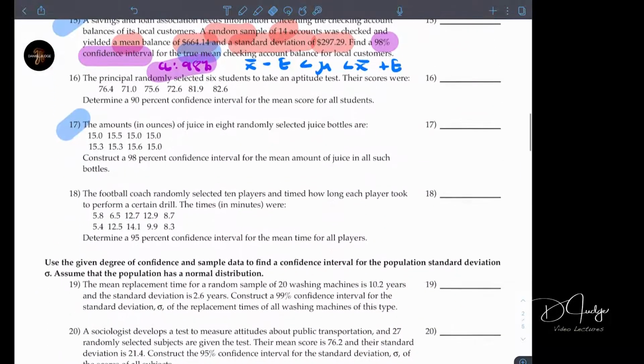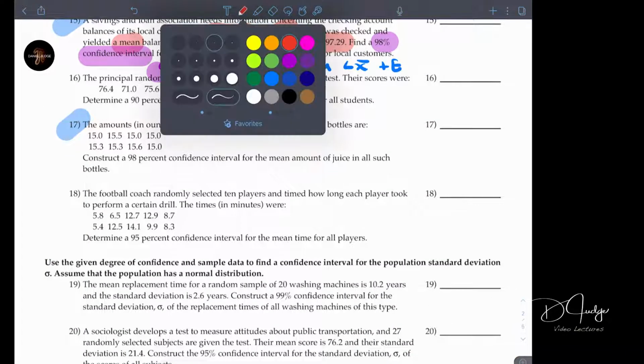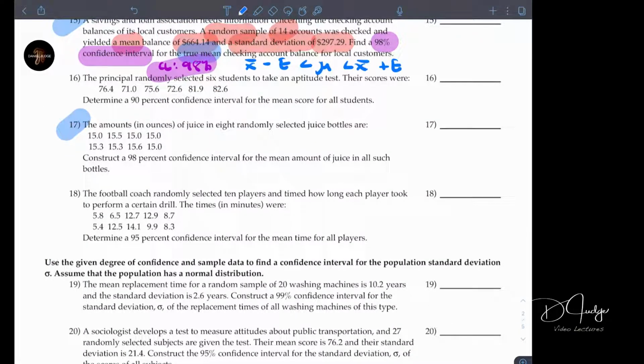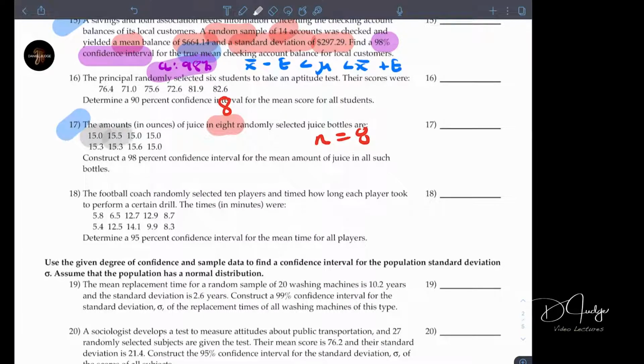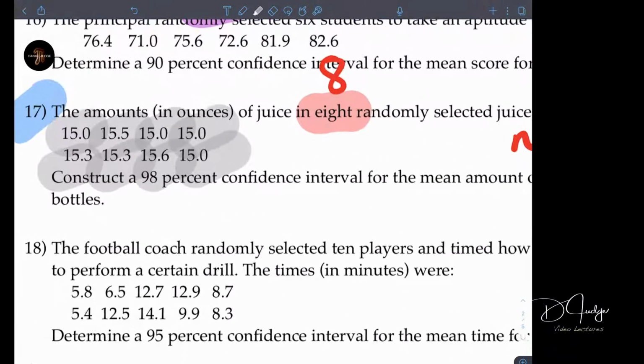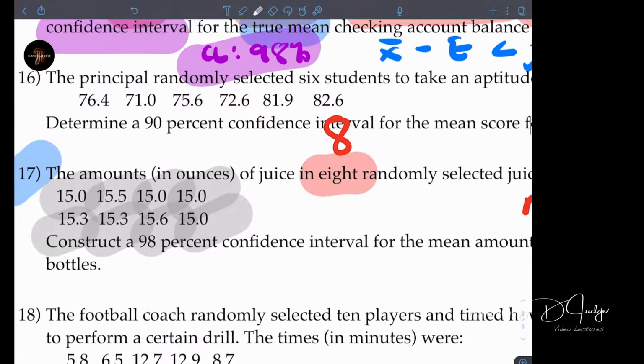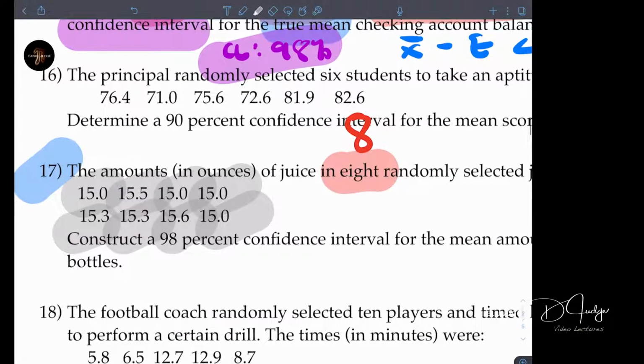And ladies and gentlemen, number 17 is very interesting again. If you take a look at what they're saying now, this is the amounts in ounces of juice in 8 randomly selected bottles. 8 bottles, so this is my sample size. N is 8. Now look at this. They gave us the data now. That's 1, 2, 3, 4, 5, 6, 7, 8 data values. Sure enough, they did give us 8 data values.